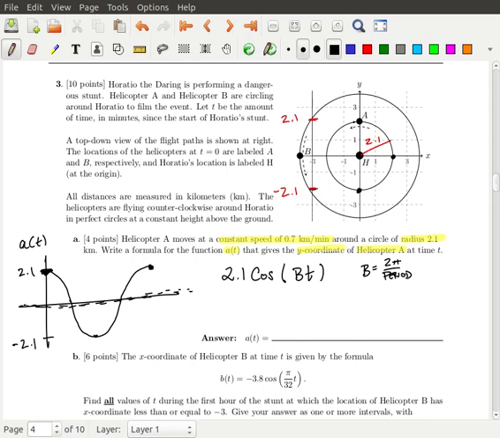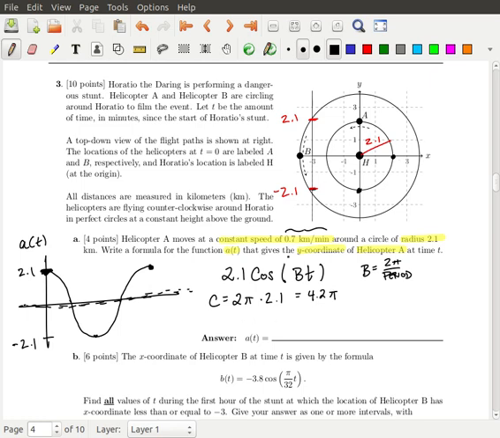The period is how long it takes for this helicopter to make one full revolution, one full cycle. We know that this is the speed. It's going 0.7 kilometers per minute. The radius is 2.1 kilometers. So then what is the circumference? What is the distance that this helicopter actually has to travel? The circumference is 2 pi times the radius, 2.1. So 4.2 pi is the circumference.